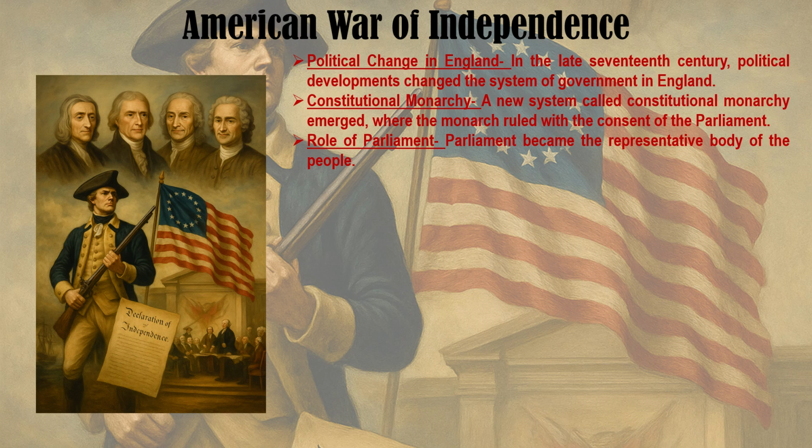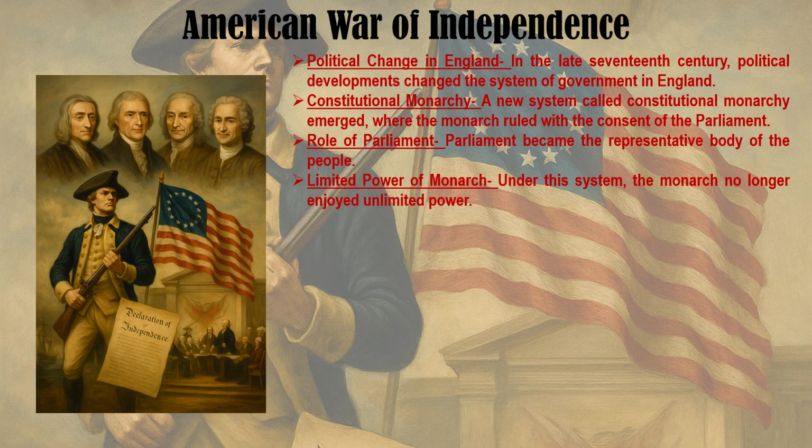Role of parliament. Parliament became the representative body of the people, which means people will elect their representatives. Limited power of the monarch. Under this system, the monarch no longer enjoyed unlimited power. So the monarch, the king or queen, cannot do whatever he or she wants. The king or the queen will have to go according to the guidance of the parliament, which is a representative body.